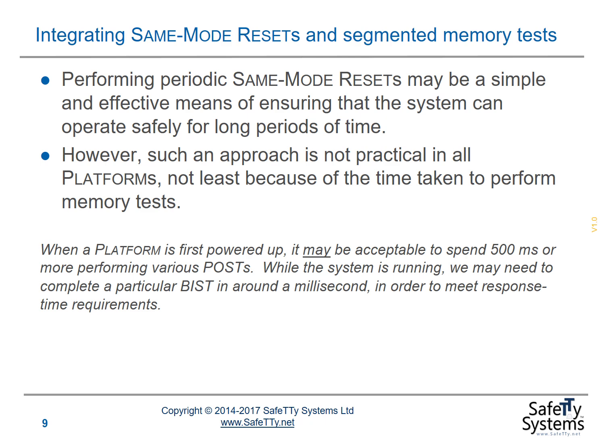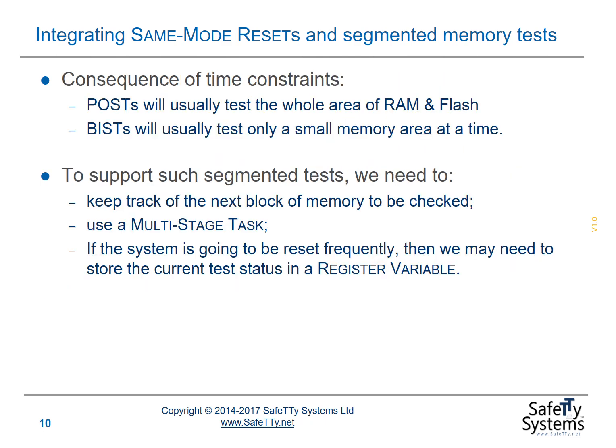When a system is first powered up, it may be acceptable to spend 500 milliseconds or more performing various power-on self-tests. While the system is running, we may need to complete a particular built-in self-test in around a millisecond in order to meet response time requirements. One consequence of these kinds of time constraints is that power-on self-tests will usually test the whole area of RAM and flash. Built-in self-tests will usually test only a small memory area at a time.